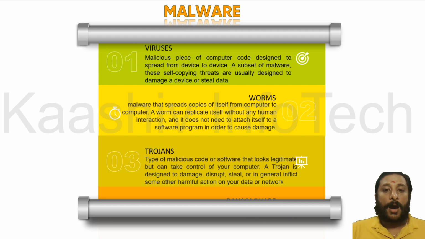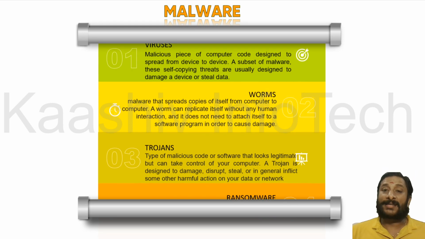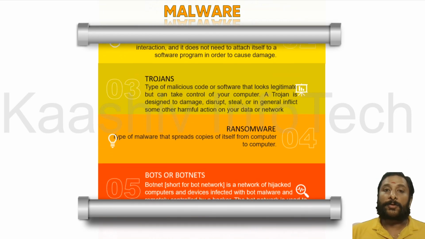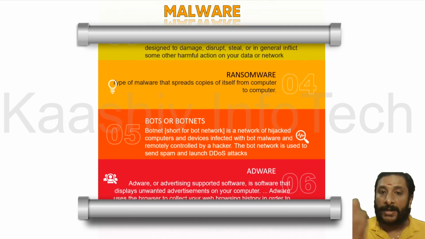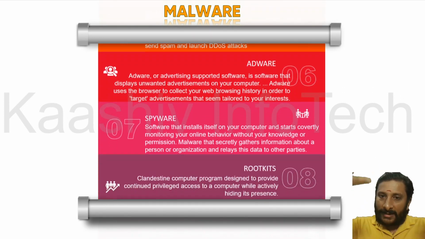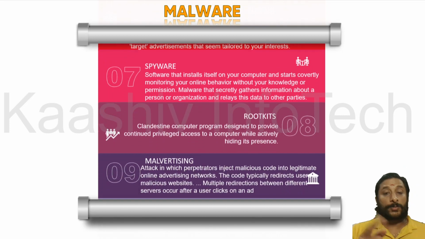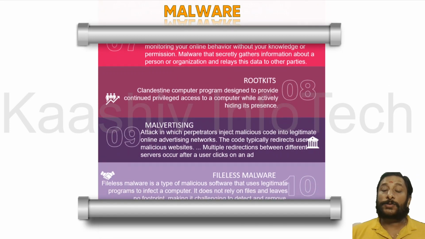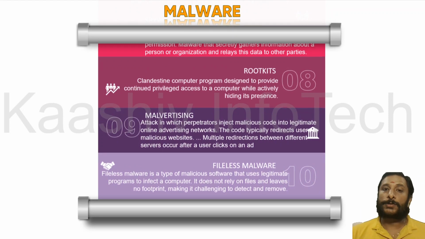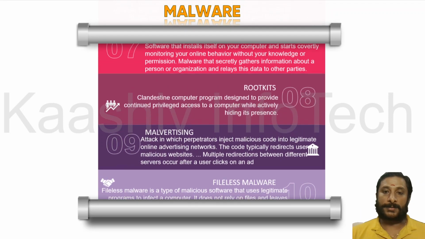Trojans look like a good file, but it is a bad file. Trojans are the worst, designed to disrupt and steal your data. Ransomware is another one, where they try to hack the system for money. Botnets try to attack the system automatically and grab information. The next one is adware, where they try to hack your system via advertisements. Spyware is used to spy on your computers.